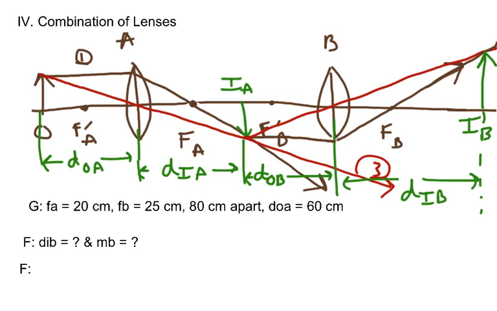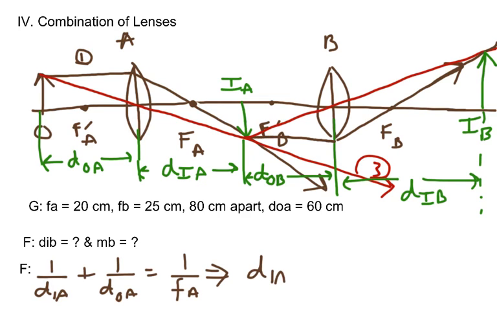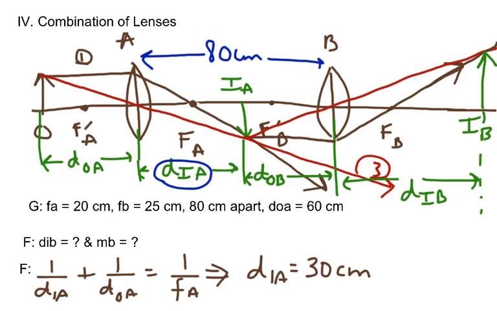So I'm going to use the lens equation, which is 1 over DIA plus 1 over the distance of the object A is equal to 1 over the focal length A. And from there, I can find the DIA, which is 30 centimeters. And once I have that, and I know that the total distance between the two lenses, which is given, is 80 centimeters, if this is 80 centimeters and my DIA is 30 centimeters, then my DOB is going to be 50 centimeters.